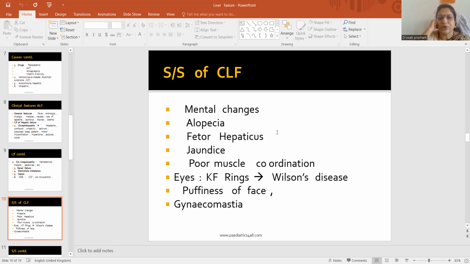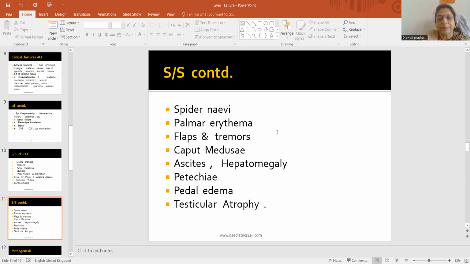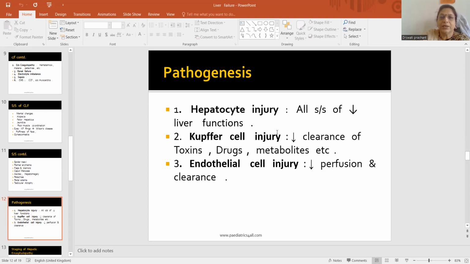Signs and symptoms of chronic liver failure include mental changes, alopecia, fetor hepaticus, jaundice, poor muscle coordination. KF rings are classical for Wilson's disease, puffiness of face or edema, gynecomastia, spider nevi, palmar erythema, flaps and tremors, caput medusae over the abdomen, ascites and hepatomegaly, petechiae or ecchymotic patches, pedal edema, and testicular atrophy.